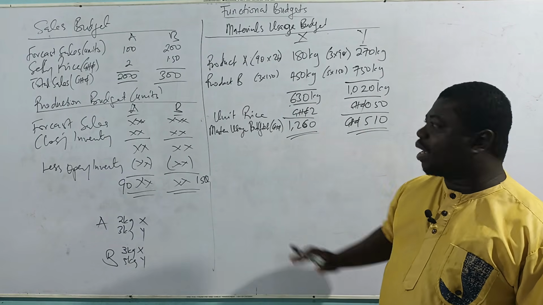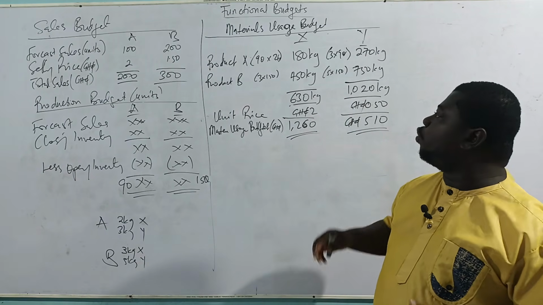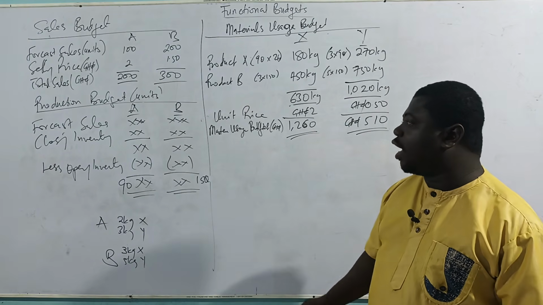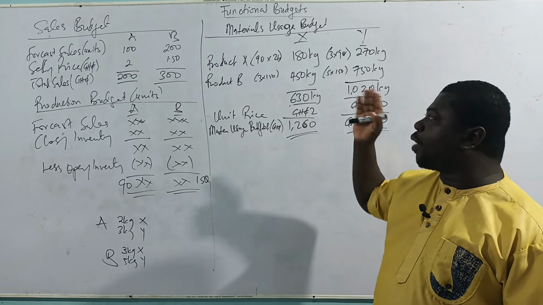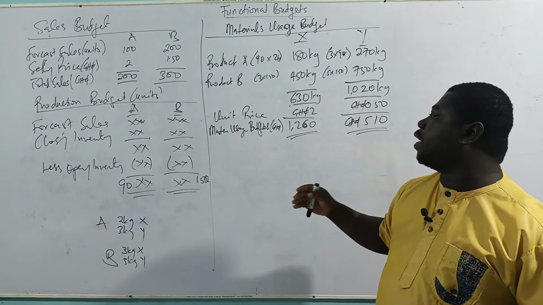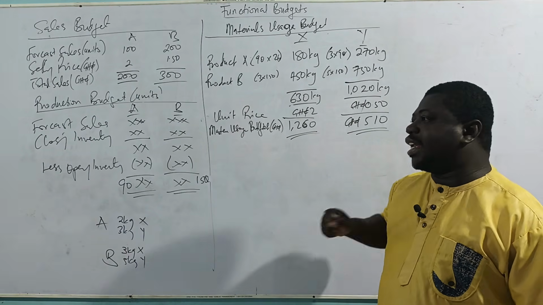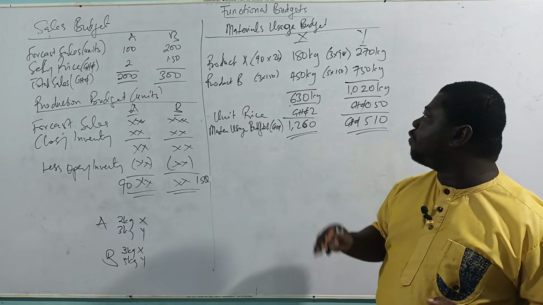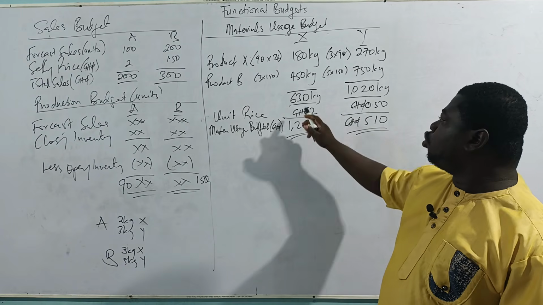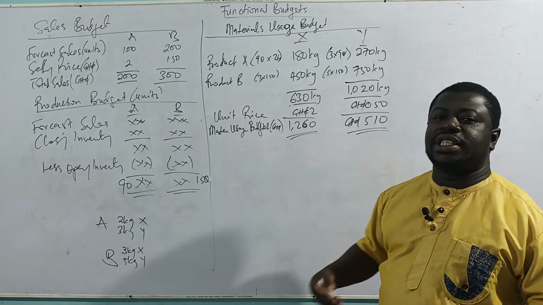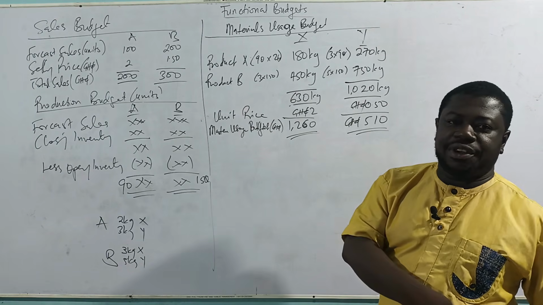Materials usage budget. We want to know the quantity of materials to use for the production. So now that we know the quantity of materials to use for the production, we can go on to prepare the materials purchases budget. So you see, you cannot prepare one if you have not done the previous, okay? The materials purchases budget will also depend on the materials usage. And there, we are also going to bring in opening and closing inventory of the materials. So if we are going to use these quantities, how many kilos should we buy so that we can have closing inventory of the materials? And if there is any opening inventory, how does it affect?